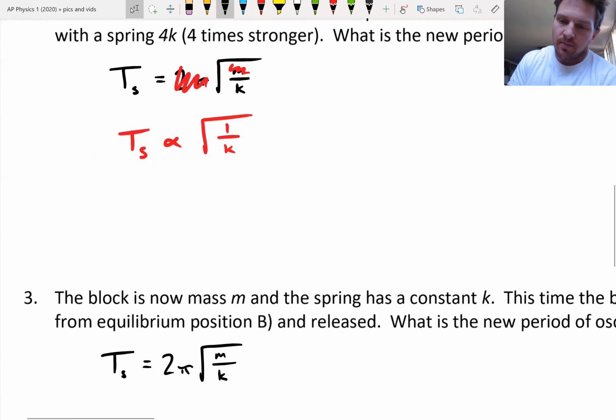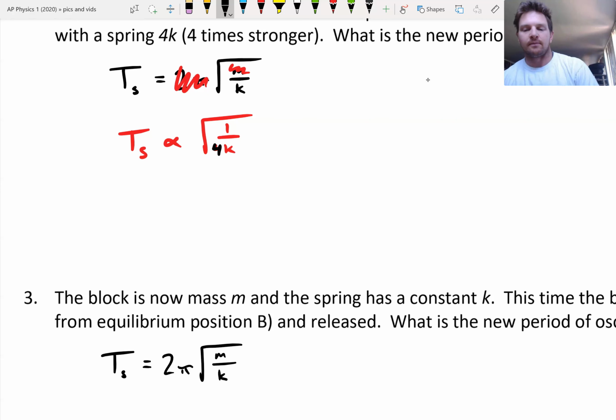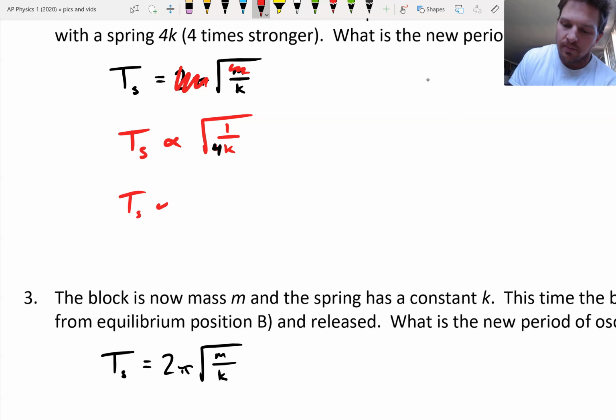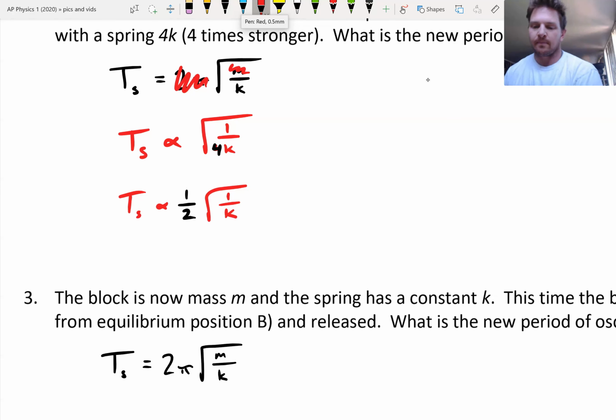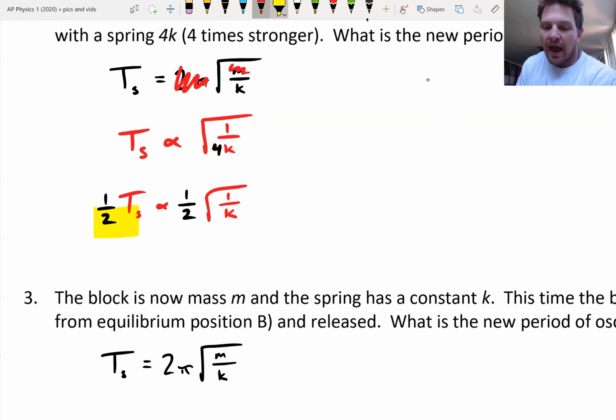We know this 4 down here in front of the k. It's 4 times stronger spring constant. So when we simplify this, we end up with the square root of 1/4 is 1/2. And then we're left with the same 1 over k. Okay, so if that 1/2 got in front, just like before, the 1/2 has to go out in front over here. So it is now technically half of whatever the original period was.